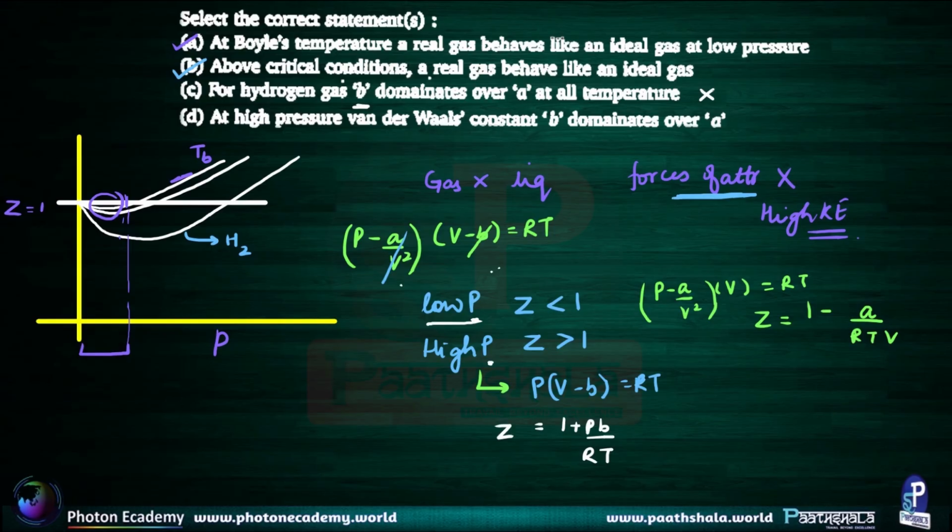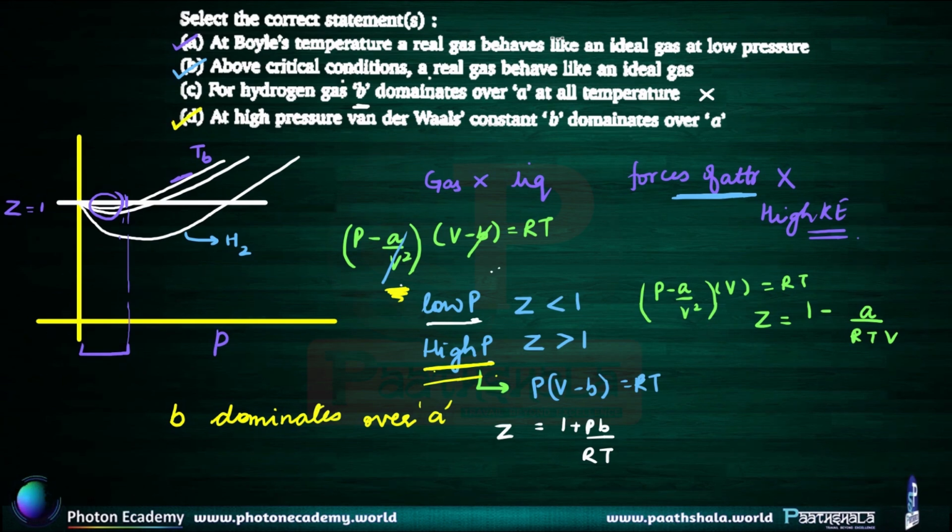Then we talk about statement D. At high pressure, Vanderwaals constant B dominates over A. So here we have high pressure. At high pressure, we have neglected the term containing A, which means that the Vanderwaals constant B does dominate over the Vanderwaals constant A at high pressure conditions. So statement D is correct. So our correct answers from the given statements are statement A, B and D.